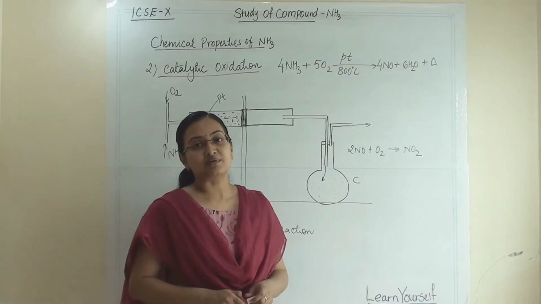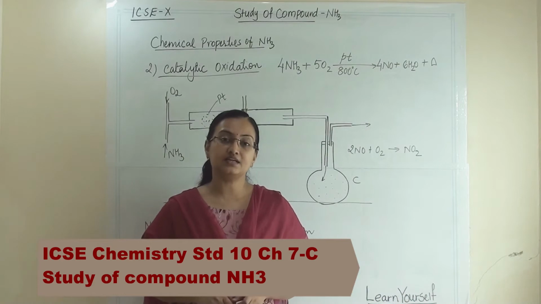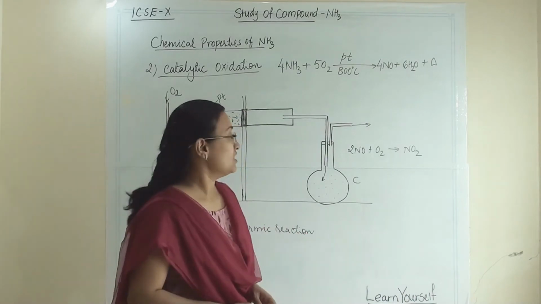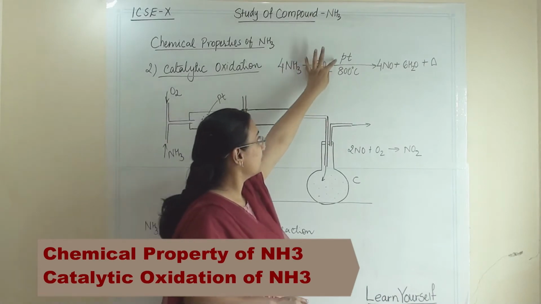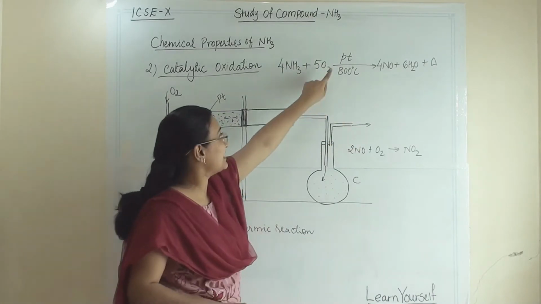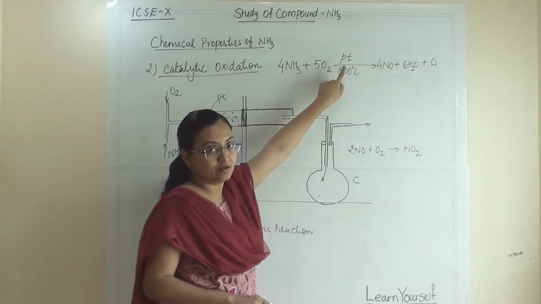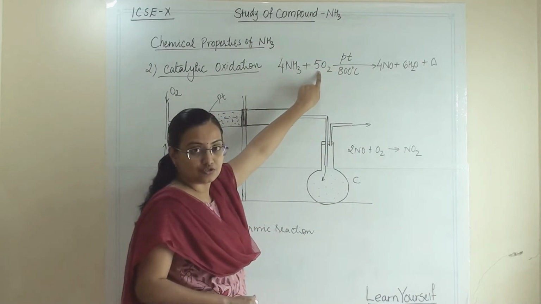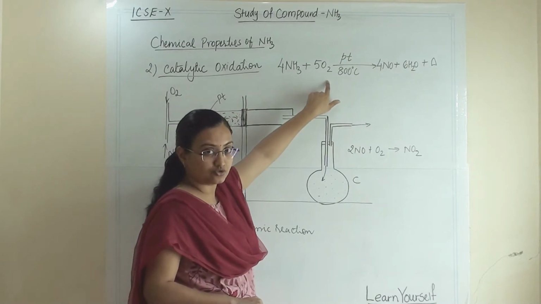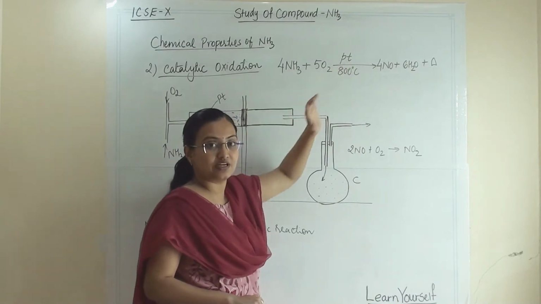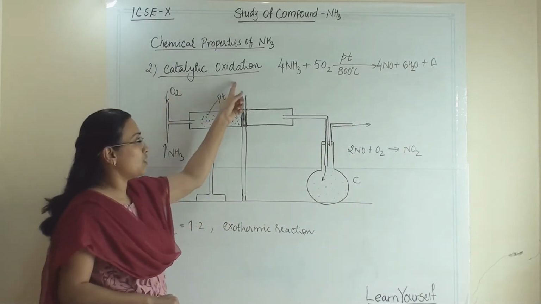So in the second chemical property of ammonia, we are going to learn about catalytic oxidation of ammonia. In this, ammonia will react with oxygen in presence of platinum. That's why it is catalytic oxidation. The catalyst we are using is platinum, and it is oxidation, so ammonia is reacting with oxygen in presence of a catalyst. That's why the name of this experiment is catalytic oxidation.